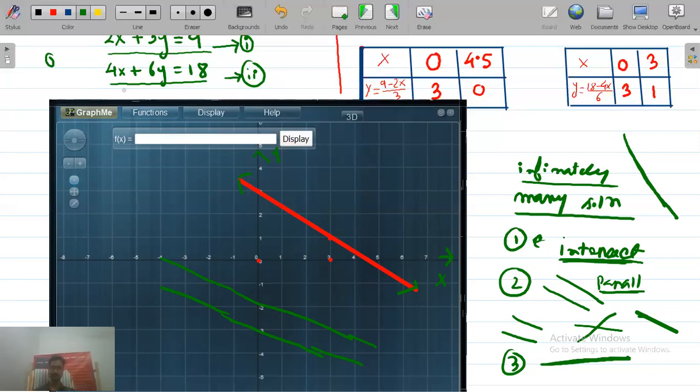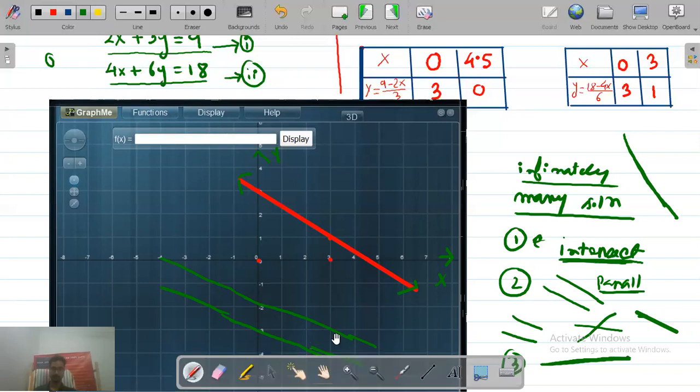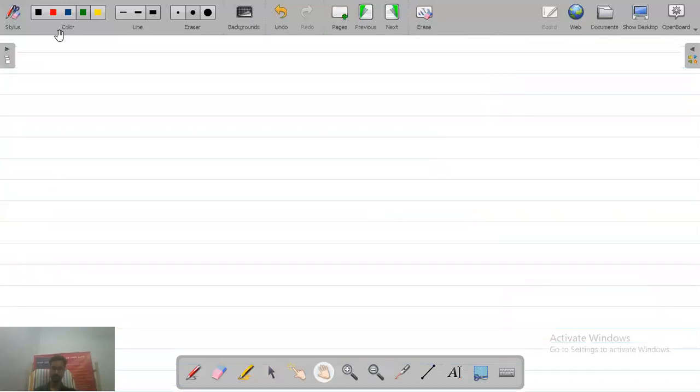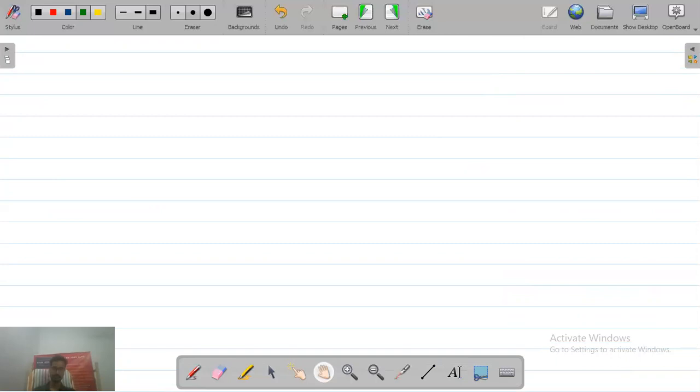So these things in detail we are going to discuss in the next topic. Okay, so if you are asked to plot the graph graphically, or you are asked to represent graphically or algebraically, you have to do like this. Okay, so these things you have to know.